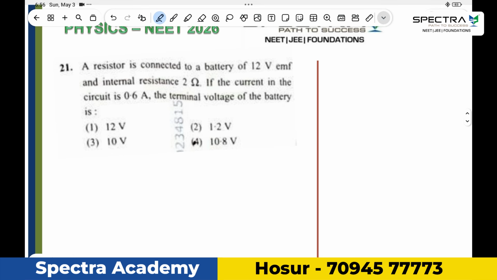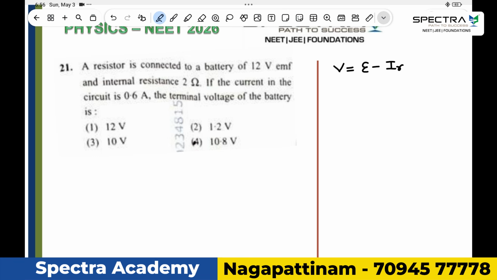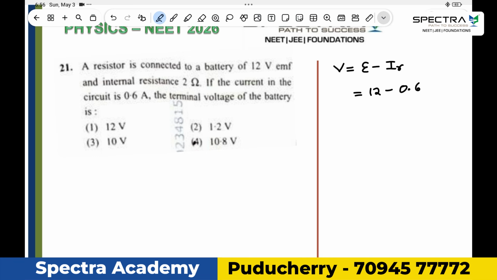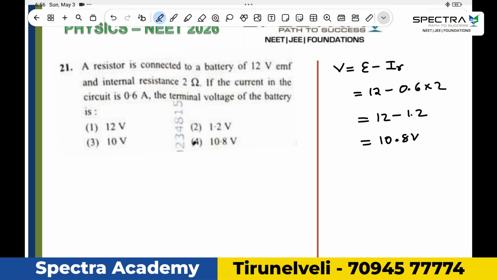Now, question number 21. A resistor is connected to a battery of 12 volt EMF and internal resistance 2 ohm. If the current in the circuit is 0.6 ampere, find the terminal voltage of the battery. See, the terminal voltage of the battery when battery discharges is given by E minus Ir, isn't it? What is E? 12 minus Ir, that is 0.6 multiplied with 2. So that is equal to 12 minus 1.2. So what is the answer? 10.8 volt. So it's a very simple question related with the discharging of cell. Okay, option is 4, 10.8 volt.